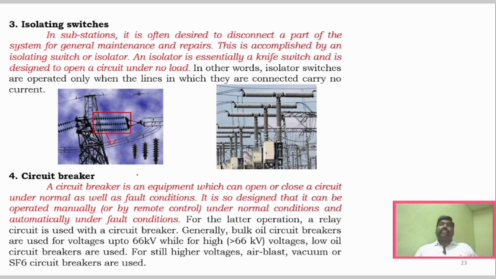And circuit breakers, as I said, can open and close the circuit. They can be operated manually and also automatically. It is preferred in automatic mode under fault conditions, right? There are different circuit breakers, where you can see bulk oil circuit breakers, which are used up to a voltage of 66 kilovolt, and if it is more than that, we will use low oil circuit breakers. And you have different types of circuit breakers like air blast, vacuum, SF6 circuit breakers, etc., right?